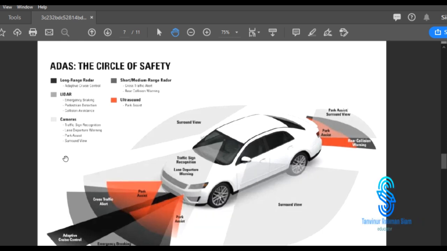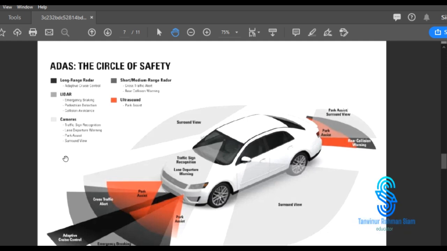It will alert the driver if they drift out of their lane without signaling. Sometimes, if we are using a local bus, the driver just changes lanes without giving any signal, right? For this we need ADAS, and in the ADAS section we have lane departure warning. If any driver drifts out of their lane without signaling, it will automatically give a signal, or a sound also.